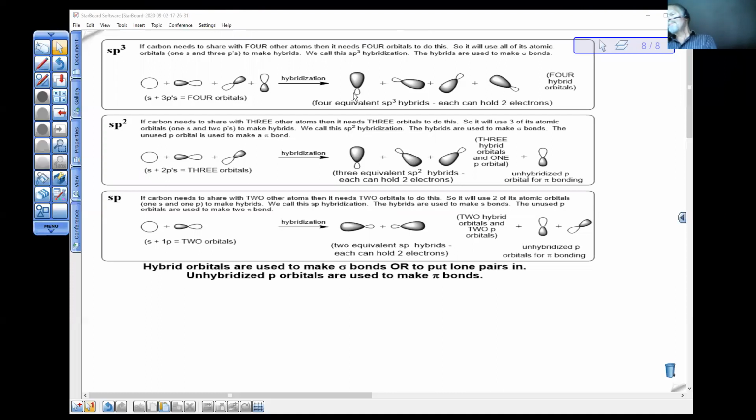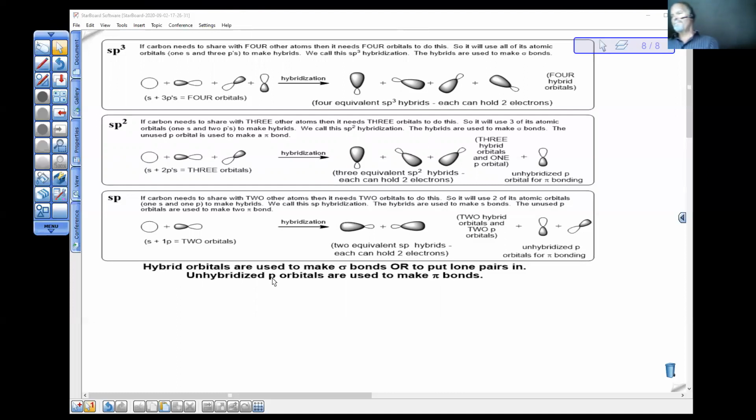Okay, so we got 4 hybrids, and each can hold 2 electrons, and you can make 4 sigma bonds. Hybrid orbitals are used to make sigma bonds. If you forget that, it's down here. Hybrid orbitals are used to make sigma bonds. One thing I held back, they are also the location for lone pairs. You can put lone pairs in hybrids as well. So what's the other kind of bond made from? This is review. We already talked about it. The pi bonds are made from unhybridized p orbitals.